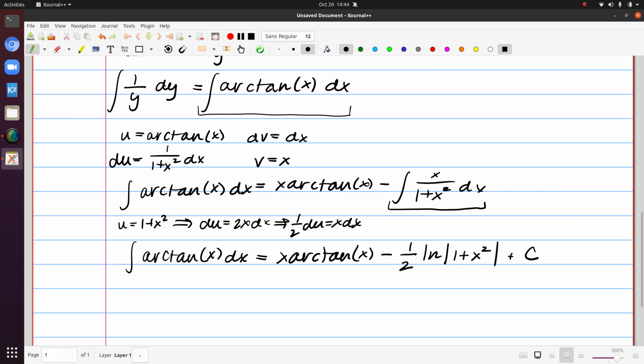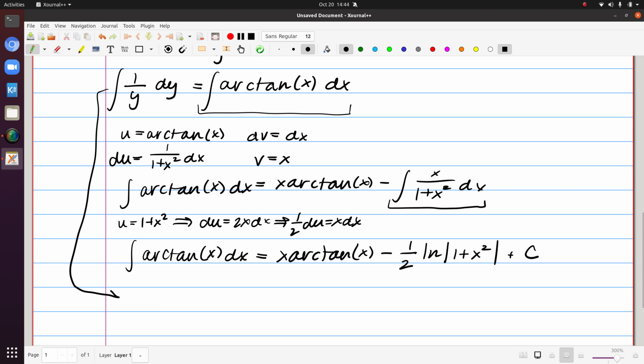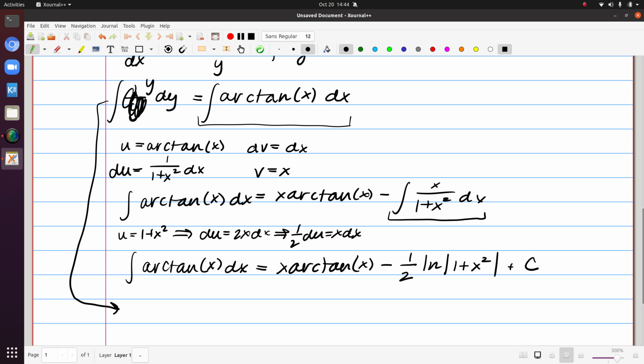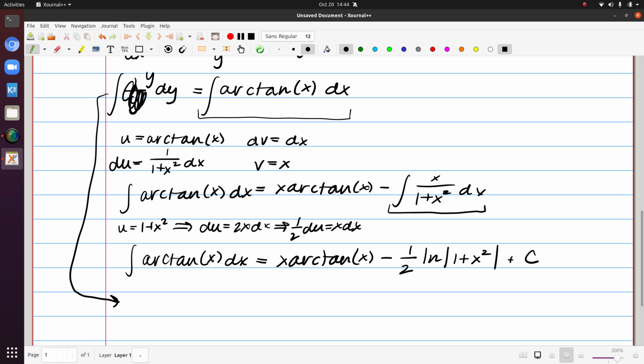So in my bigger question here of separation of variables, that should actually be the integral of just y. So 1 over y in the original expression, I multiplied y over there. So the integral of y is going to be y squared over 2. And now we're equating that to the integral of arctangent of x, which required a little extra work, which we did above.